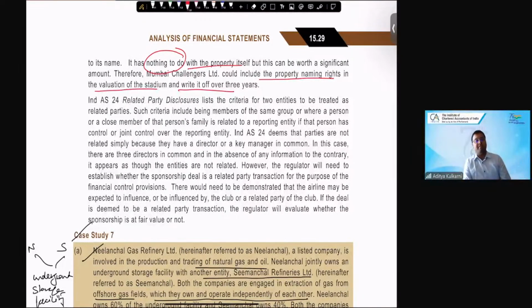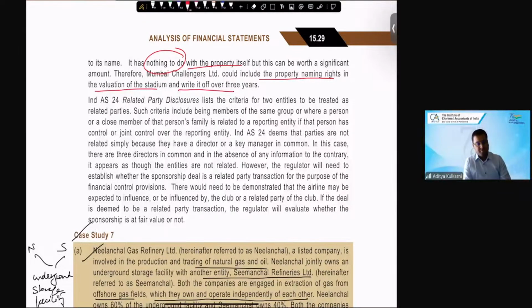IPL sponsorship rights. The key sponsor contract is typically for a tenure of 5 years or 7 years, I think. After 5 or 7 years, we can say that Ind AS 113 and Ind AS 38 are simultaneously applicable. Ind AS 38 gets added. The property naming rights gets added to the valuation of the stadium.